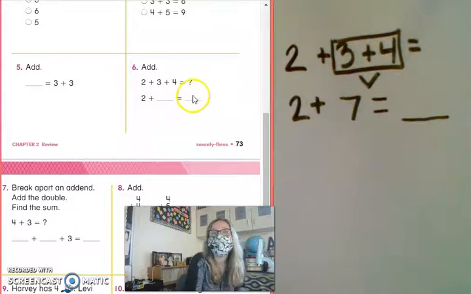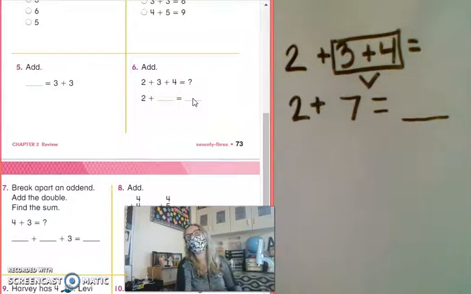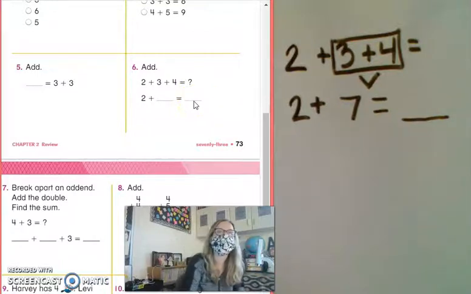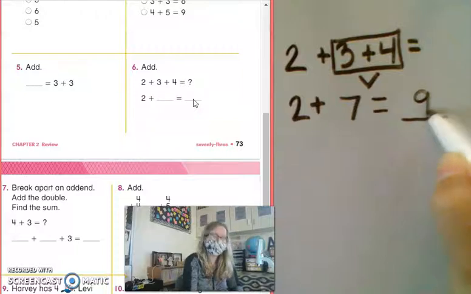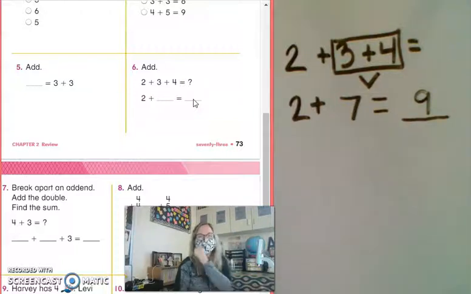And what number are we going to put here, Connor? Connor? What number are we going to put here? Well, we got 2 plus 7 equals 9. I called on you because you were raising your hand. I thought you were raising it because you knew the answer. We'll come back to it, okay?